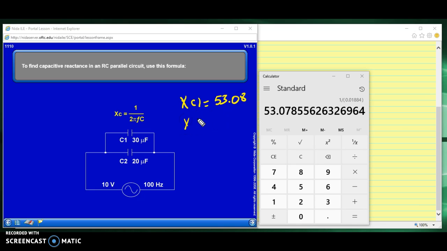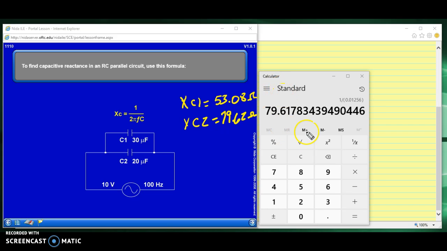I'm going to go ahead and write X of C2 equals, and I know, I'll clear my calculator here again. I know that 2 times pi times 100 is 628, and then I got to multiply it by 0.000020. Again, 1, 2, 3, 4, 5, 6, 20 microfarads equals, divide that into 1, 79.62 ohms. So let's write that here, shall we? 79.62 ohms. I'll try to sneak that in up here too.